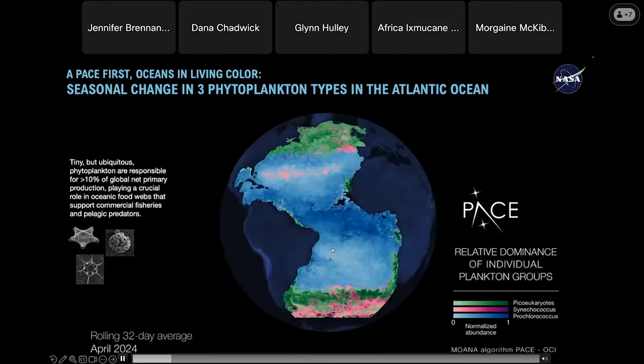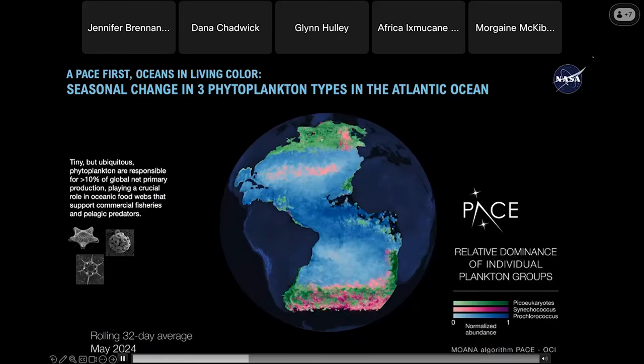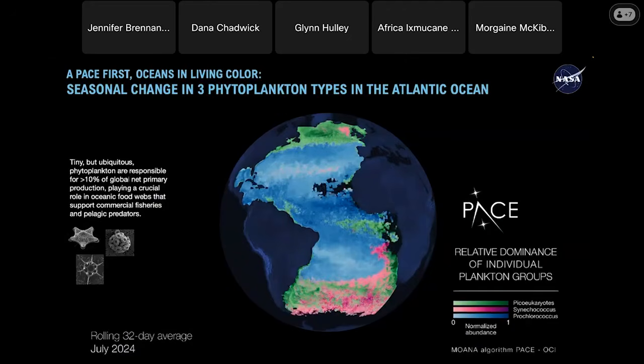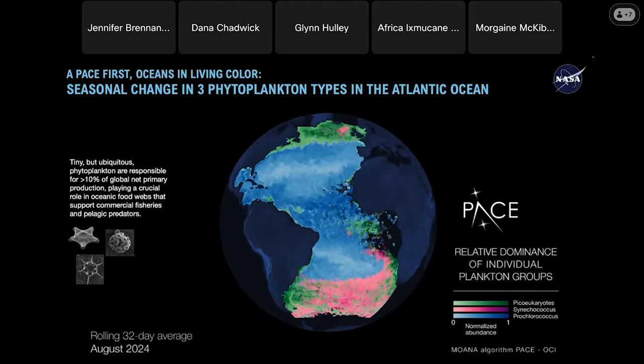This is 3 different phytoplankton types. So we have 2 kinds of cyanobacteria, which are Synechococcus and Prochlorococcus, in pink and blue. And then we have picoeukaryotes in green. So these are 3 different phytoplankton measures put together into one visualization to give you an overview of how phytoplankton groups are changing in the Atlantic over time. This is extremely exciting and something that PACE was made to do, and it helps us understand our Earth better.